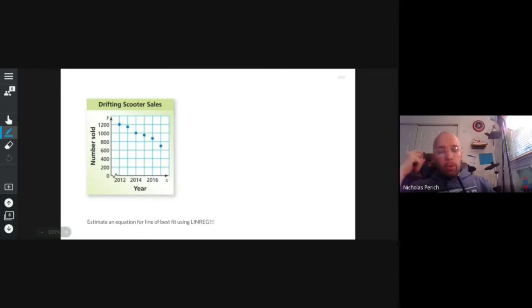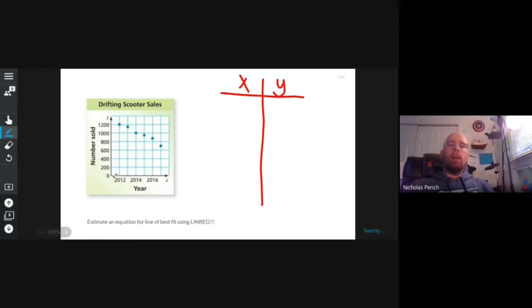Estimate an equation for line of best fit using Lin Reg. Ugh. Well, I mean, I could have drawn a line there, but it's telling me I have to use Lin Reg. Well, here's the key word, estimate. I'm going to make a chart of X and Y values, and I'm going to estimate what those points are. Okay. My first point is going to be 2012, 1200. Lin Reg, by the way, if you're like, Lin Reg means linear regression, which means we're using a calculator or the internet or whatever computer that we need to do.